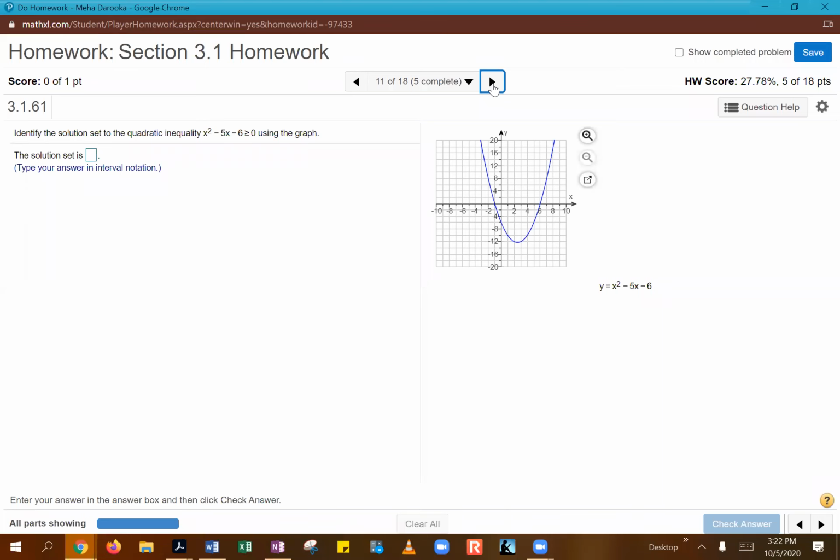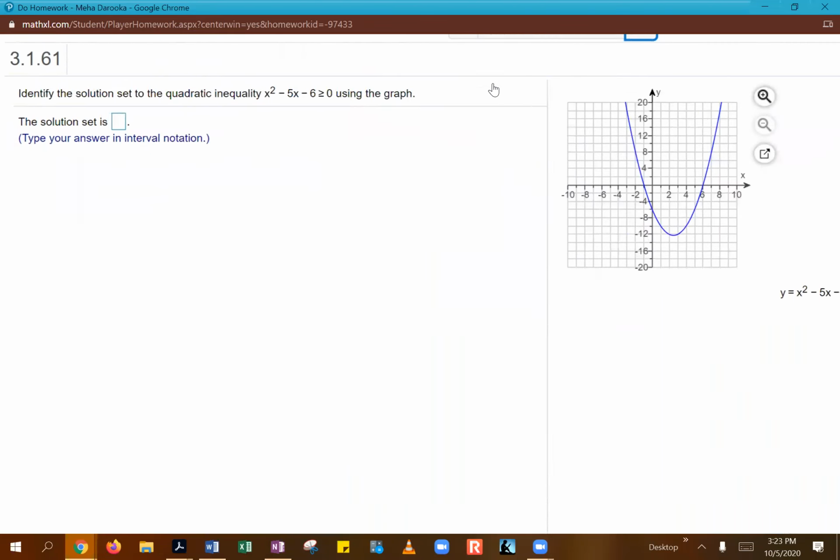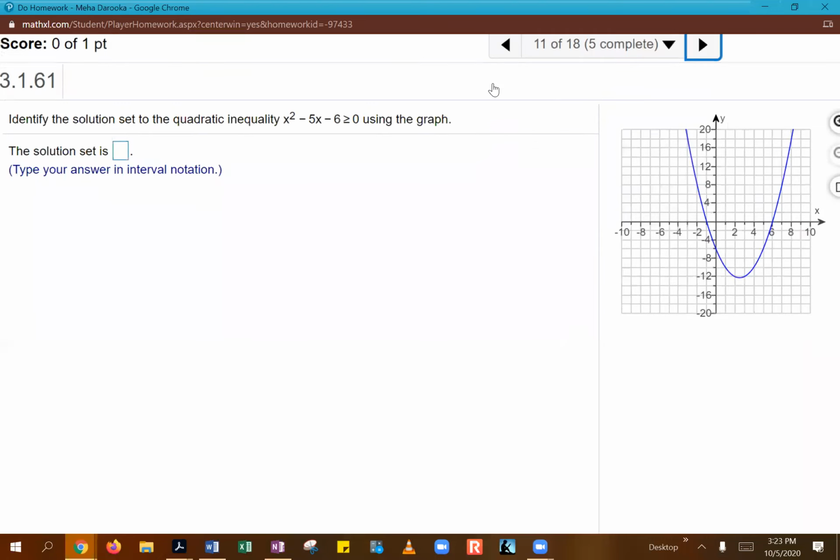All right, let's talk about how to solve these quadratic inequalities.